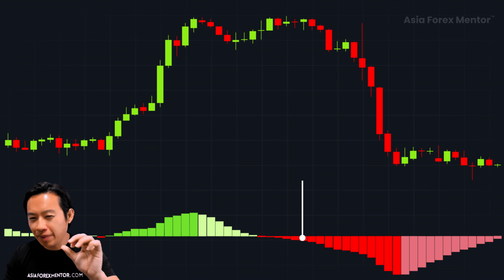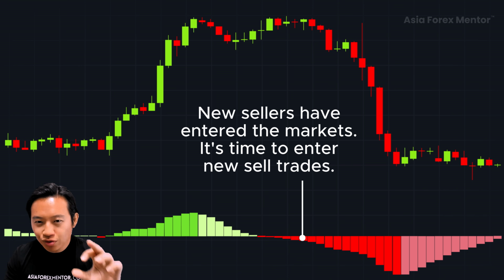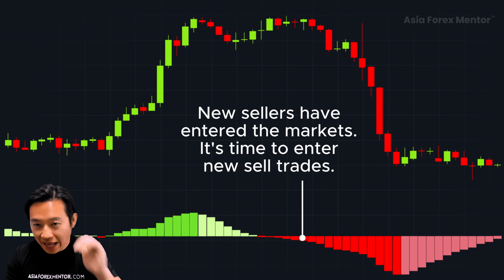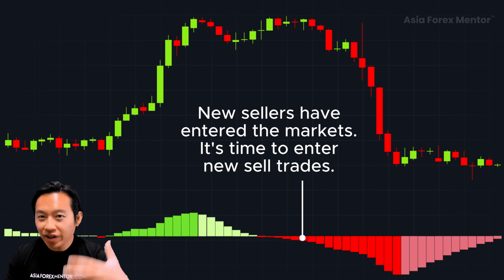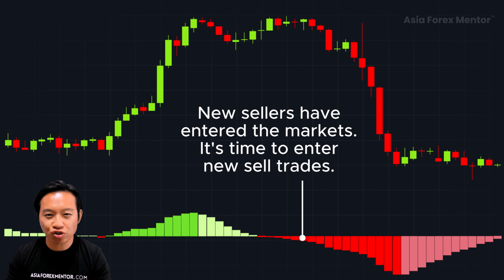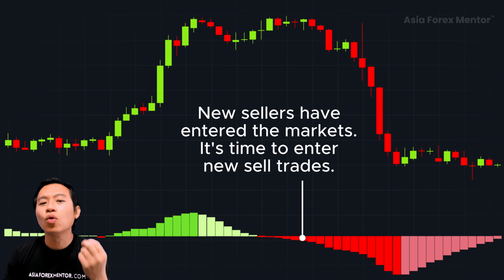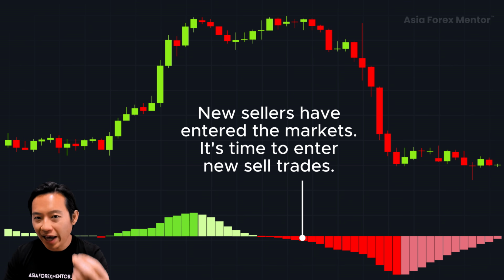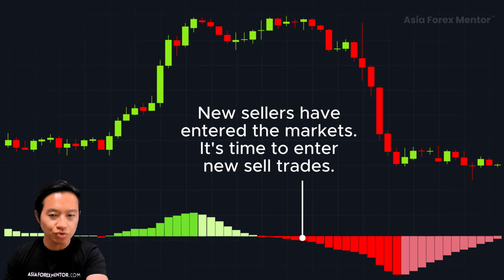Now, the dark red bars signify what? That new sellers have entered the market, right? And they are moving the market with heavy momentum, strong momentum. It is also potentially time to enter new short positions.